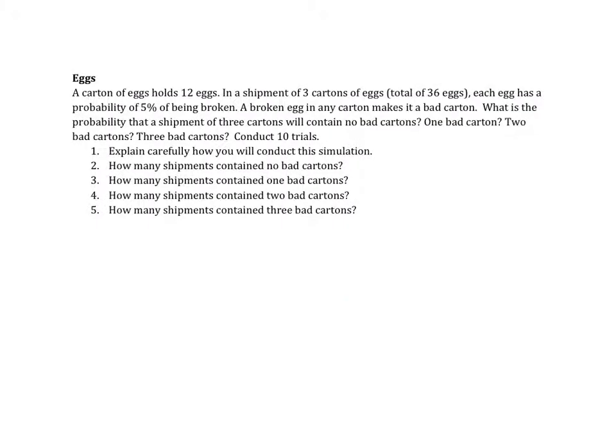Okay, here's a unique simulation because we're talking about a carton of eggs, which is 12 eggs, and then a shipment, which is 3 cartons. Each egg has a probability of 5% of being broken. A broken egg in any carton makes it a bad carton. What is the probability that a shipment of 3 cartons will contain no bad ones, 1 bad one, 2 bad ones? Conduct 10 trials.